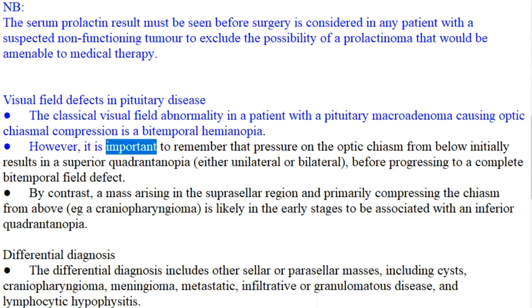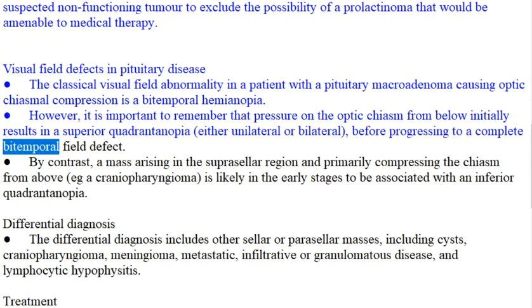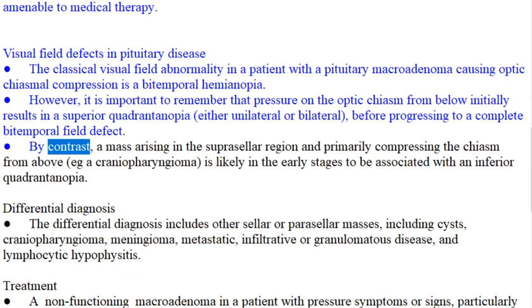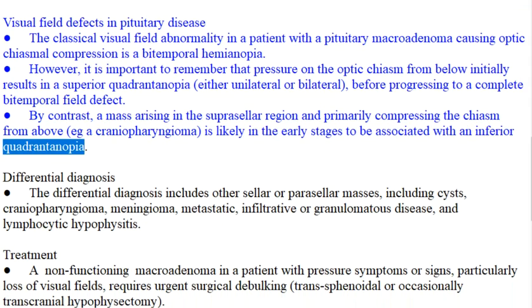However, it is important to remember that pressure on the optic chiasm from below initially results in a superior quadrantanopia, either unilateral or bilateral, before progressing to a complete bitemporal field defect. By contrast, a mass arising in the suprasellar region and primarily compressing the chiasm from above, e.g. a craniopharyngioma, is likely in the early stages to be associated with an inferior quadrantanopia.